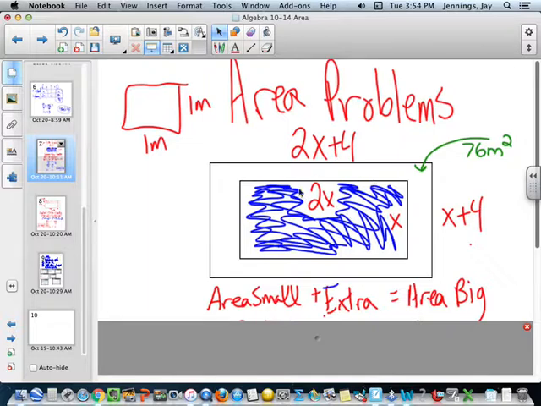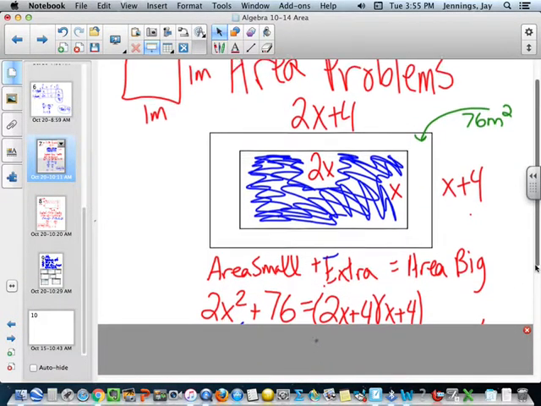The area of the small, that's right, 2x squared. The extra in this case we're interpreting as what they told us was the walkway, which is 76, equals, that's right, the quantity of 2x plus 4 times the quantity of x plus 4.